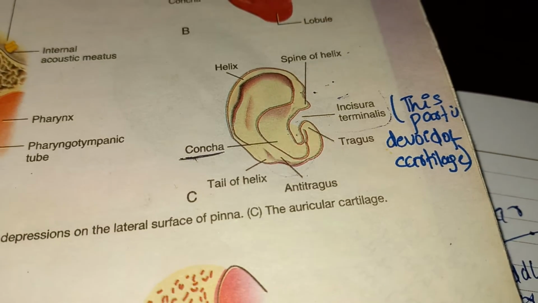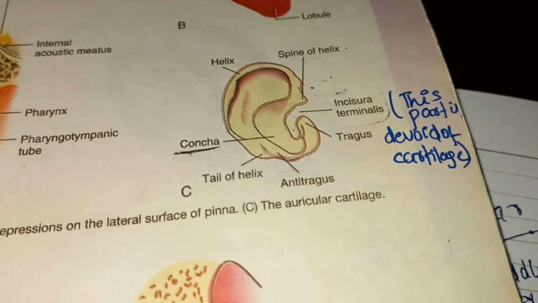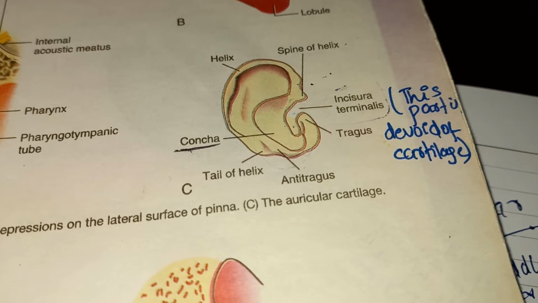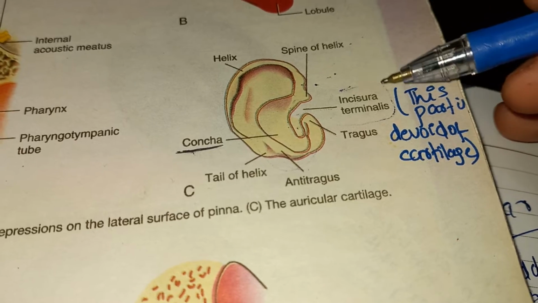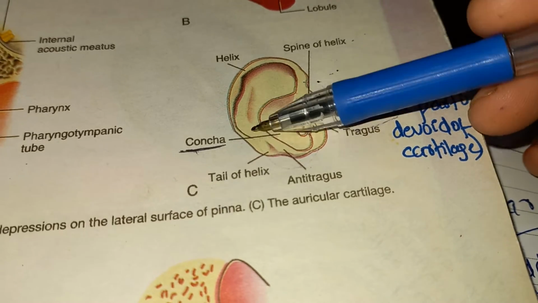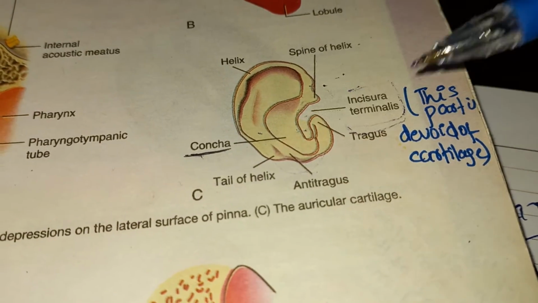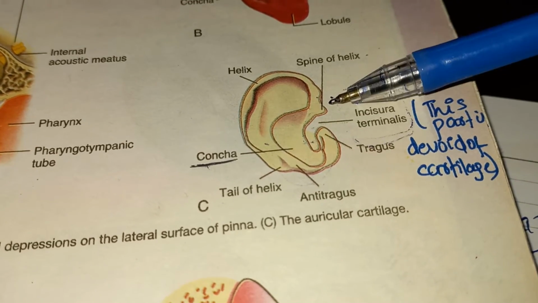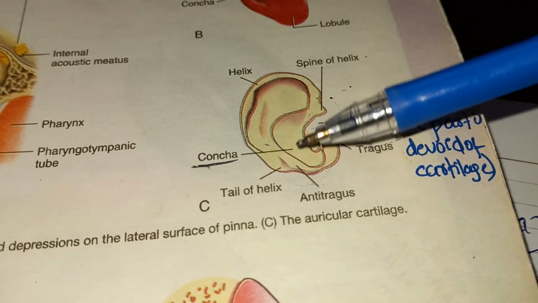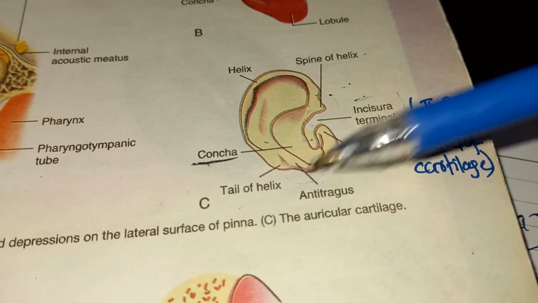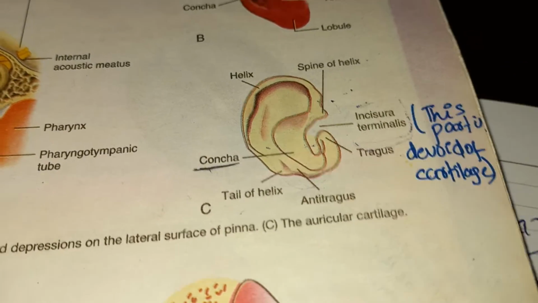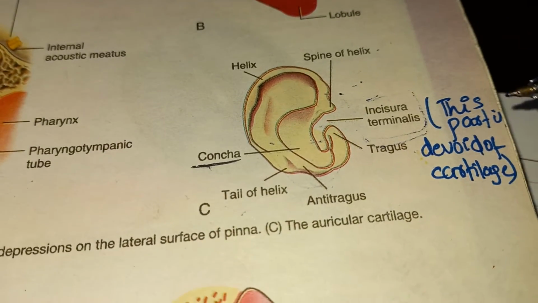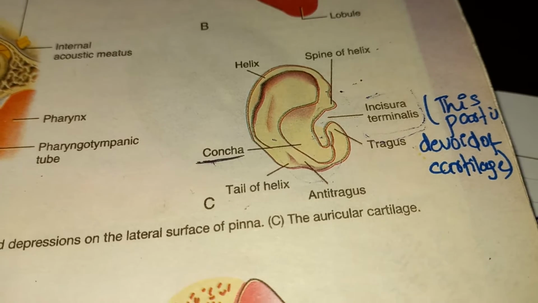terminalis. Now what is the importance of the incisura terminalis? The importance of this incisura terminalis is that through it we can enter into surgery without damaging the cartilage of the ear. So here you can have a clear look at the ear pinna. This is the spine of helix, this is helix, and this is concha and tail of helix. This is antitragus and tragus. The most important thing you can remember here is incisura terminalis. This part is devoid of cartilage.